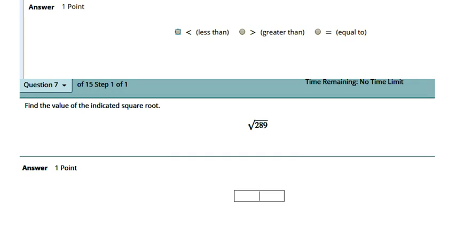Now, this comes out to be a perfect square, so you don't have to round it or anything. It's just 17, because 17 squared equals 289.